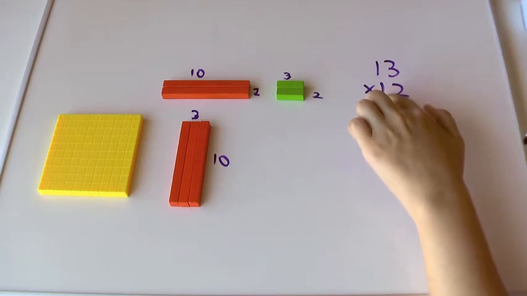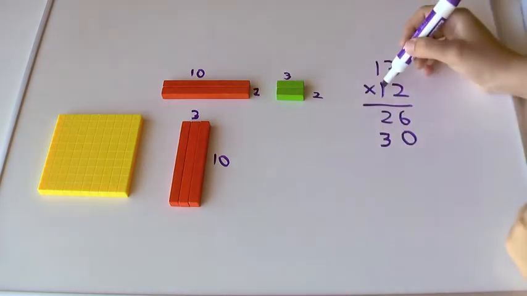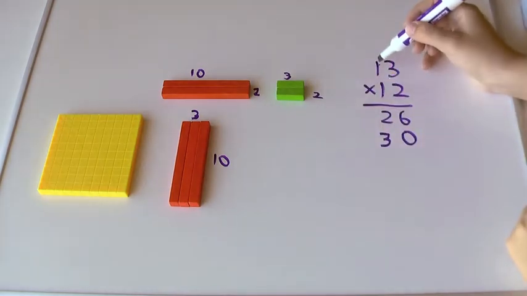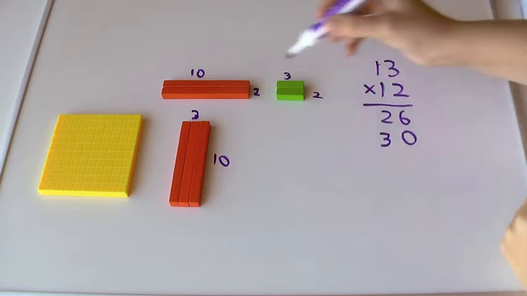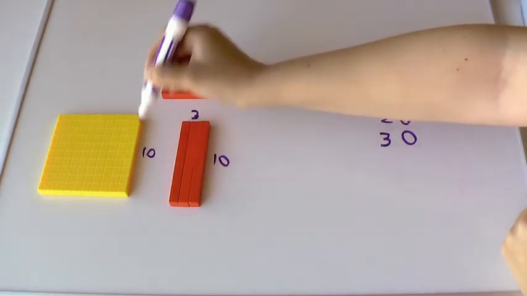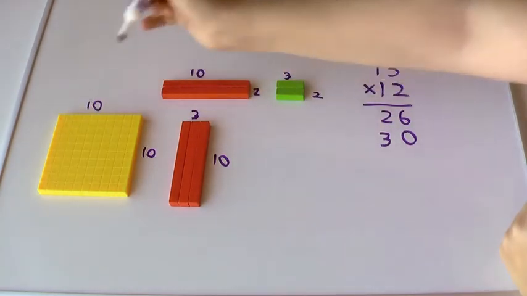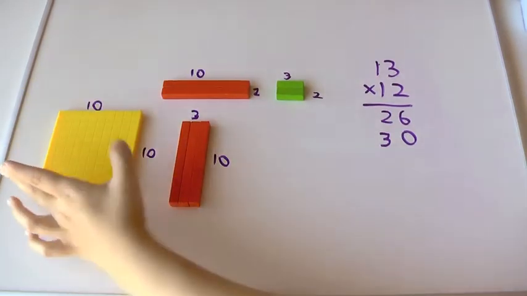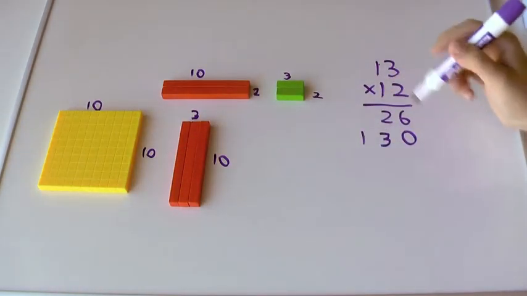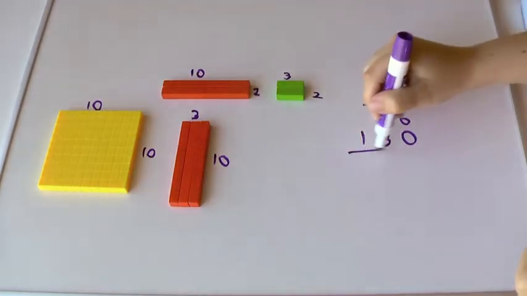And then 10 times 10. This is not 1 times 1. This is 10 times 10. A 1 in the tens place means 10. Okay, so here we have 10 times 10 is 100. Okay, and we're just going to add all that up together.